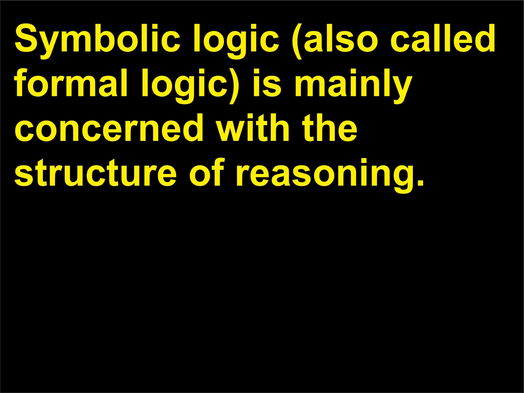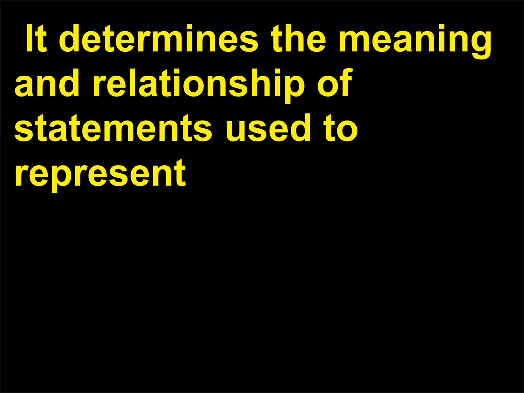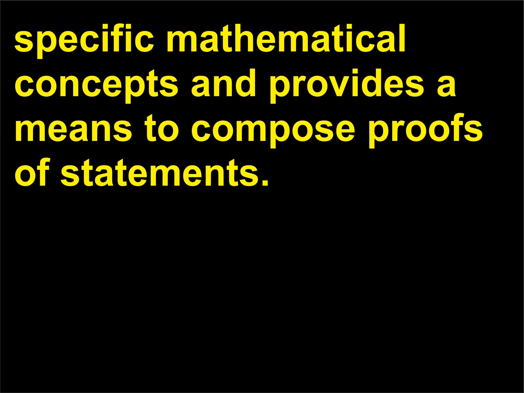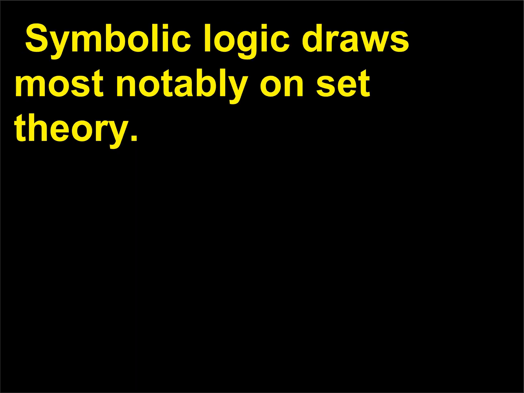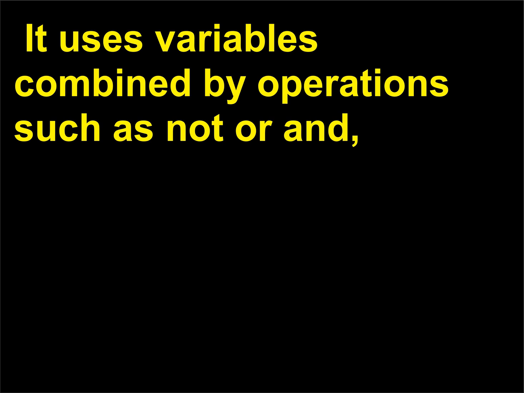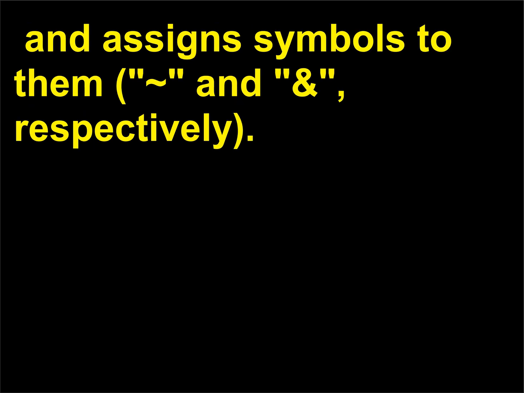Symbolic logic, also called formal logic, is mainly concerned with the structure of reasoning. It determines the meaning and relationship of statements used to represent specific mathematical concepts and provides a means to compose proofs of statements. Symbolic logic draws most notably on set theory. It uses variables combined by operations such as "not" or "and" and assigns symbols to them, ¬ and ∧ respectively.